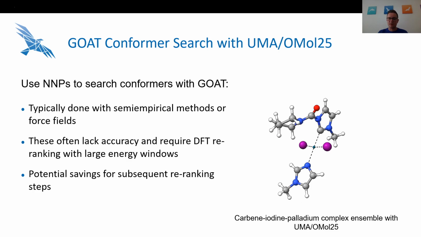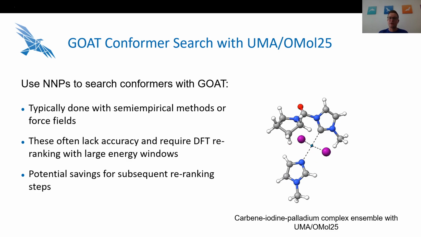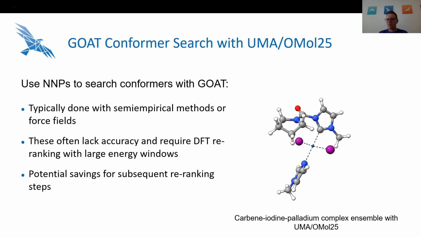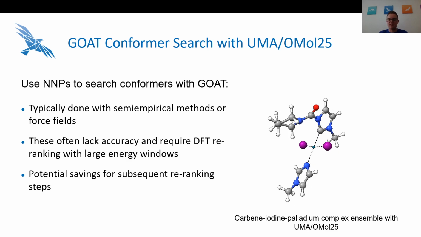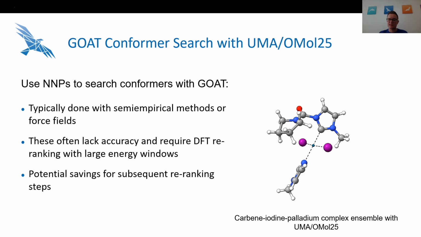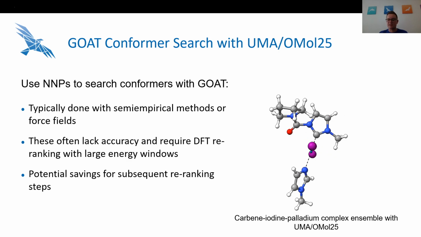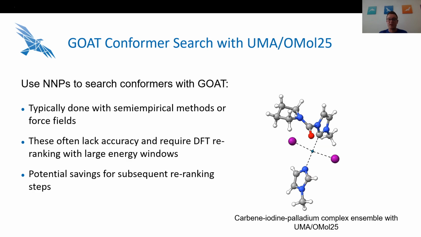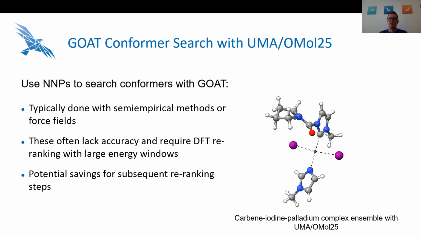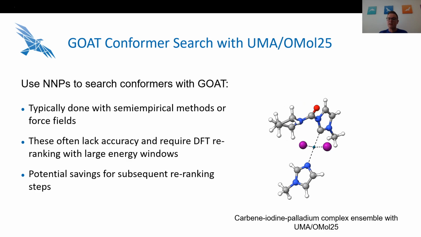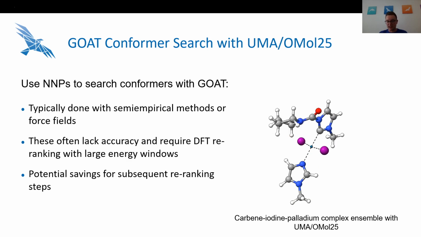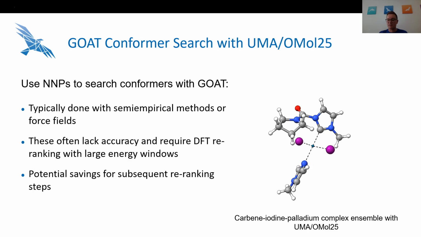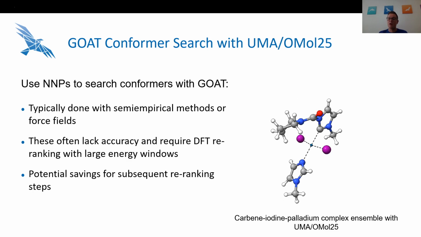Another more elaborate workflow is using neural network potentials to search for conformers using ORCA's GOAT conformer searcher. Typically, conformers are searched with relatively cheap methods like semi-empirical methods or force fields, but often due to lack of accuracy, re-ranking with DFT methods is required. And this can be expensive, especially if you have to choose large energy windows for re-ranking your conformers. So here, using the neural network potentials in your generation of conformers can potentially save you time for subsequent re-ranking steps, or even find you better conformers.